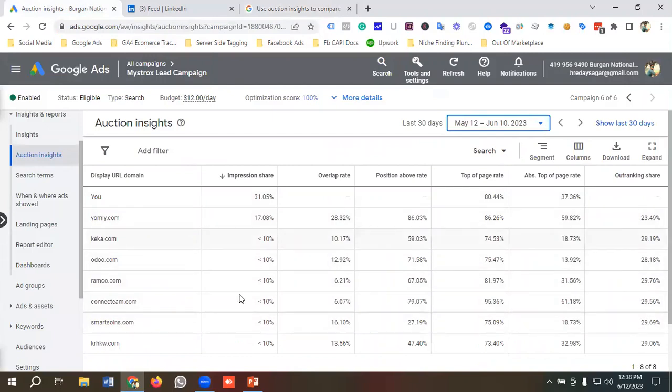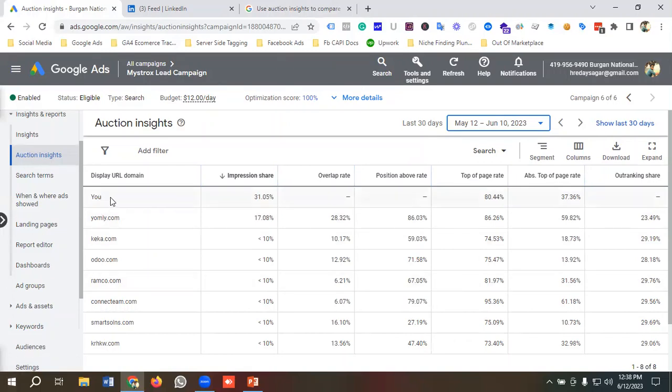Okay, so you can see we are in the auction insights dashboard. Here we can see the display URL domain. This is you, meaning your domain, and those are your competitors. So you can get ideas of your competitors from here as well. And you can see the metrics over here like impression share, overlap rate, position above rate, top of the page rate, absolute top of the page rate, and the last one is outranking share.